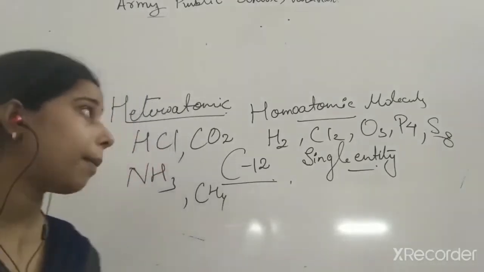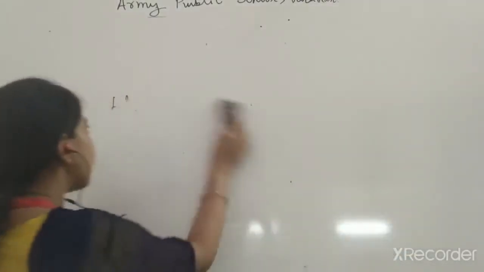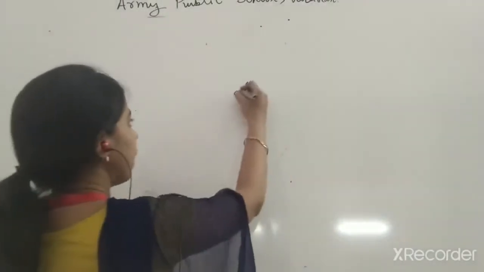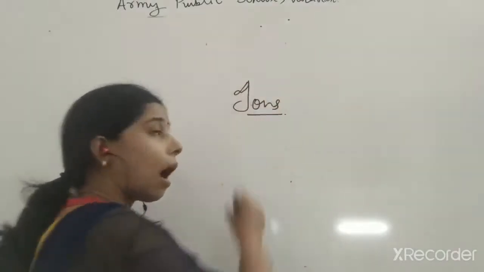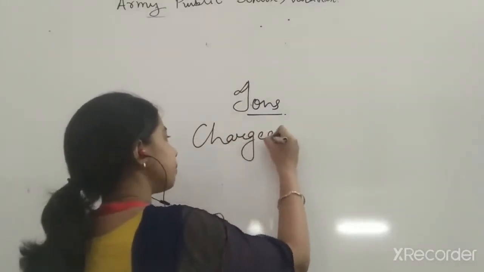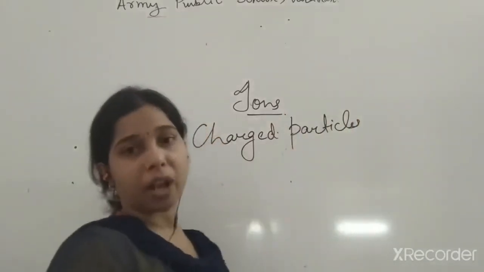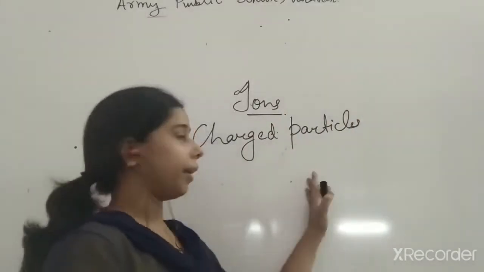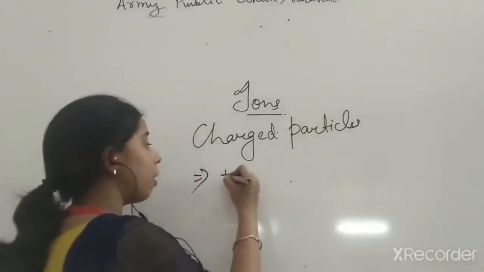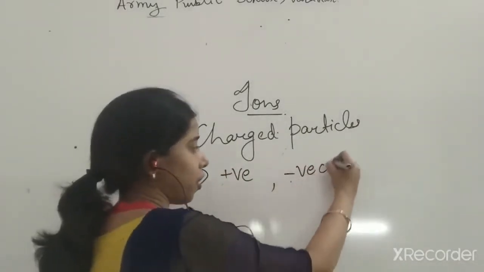So we have studied about the molecules. Today, now we will talk about the ions. What is an ion? Whenever this question is asked, what do we understand by ions? So ions are basically charged particles, charged elements, that is the ions. Charged means either it can have a positive charge or it can have a negative charge.